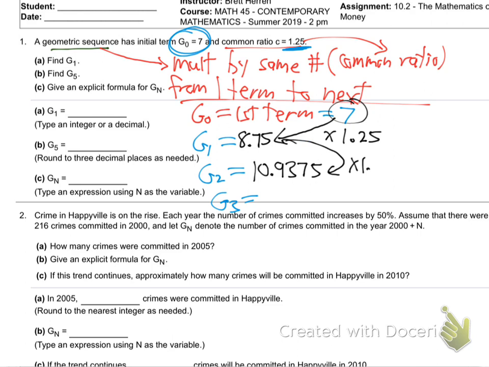So times 1. What was the question? Where did you get 10 from? I don't see 10 anywhere. Oh, so I'm just taking this number and multiplying by 1.25. Oh. So every time I'm just multiplying by 1.25. Just times 1.25, times 1.25, times 1.25. That's all it means to be a geometric sequence. You just multiply by the same number every time. Just fancy talk for multiply by the same number every time.